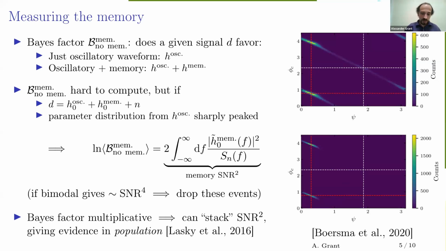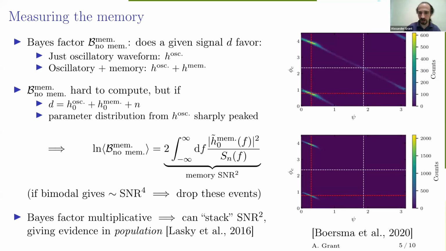Now, because the Bayes factor is like a probability, it's multiplicative between multiple independent events, and so you can add up its log, so the SNR squared, and that gives evidence for the memory in a whole population of events. And this is a way that was proposed to actually measure the memory, since it wouldn't be seen in individual detections in LIGO.